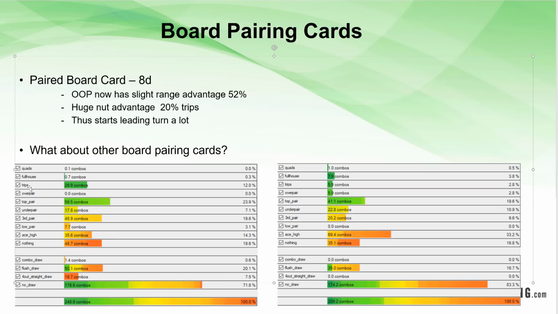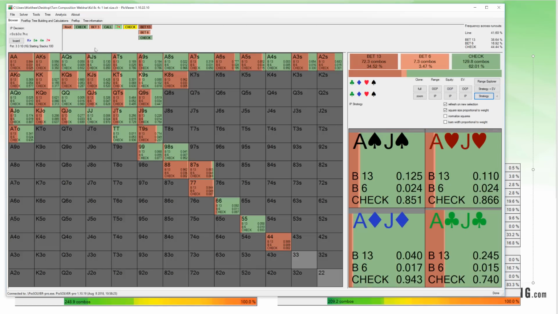And the big thing here is the out of position player has trips 12% of the time versus only 3% for the in position player. And he still has that top pair advantage and third pair now, which is a pair of 4s. So he has an equity and a nut advantage. We can go ahead and look at that in here.